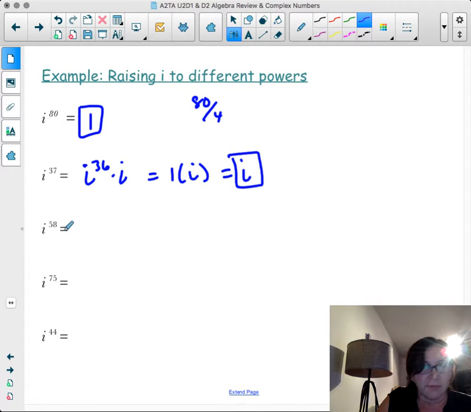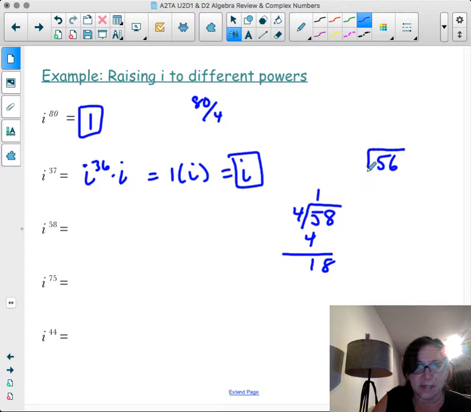And then we have i to the 58th power. How many times does 4 go into that? Does 4 go into 58? So you take 4. Does that go into 58? No. So you have 4, 1, 8. Nope, that doesn't go in there evenly. So let's try a different number.